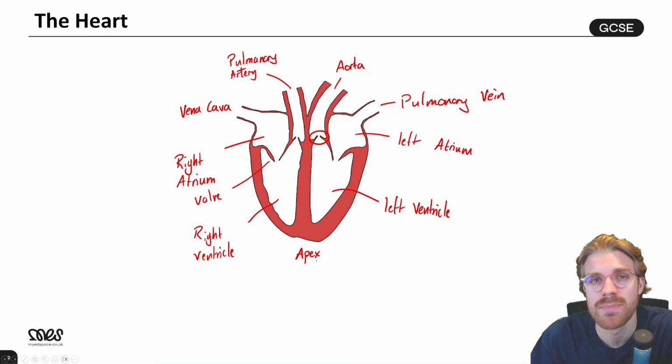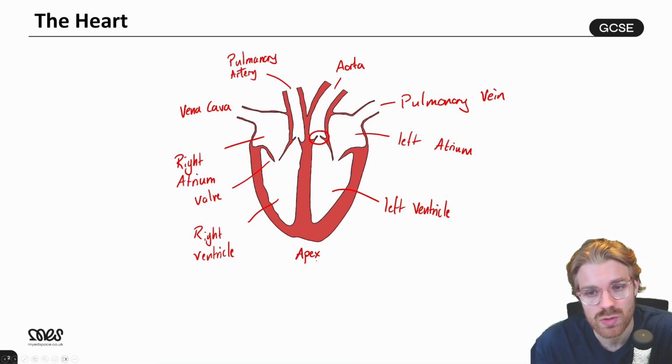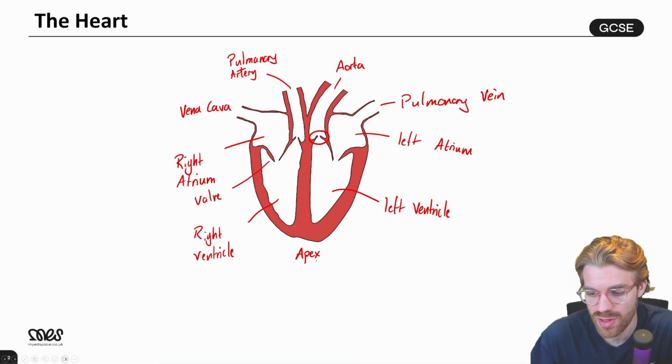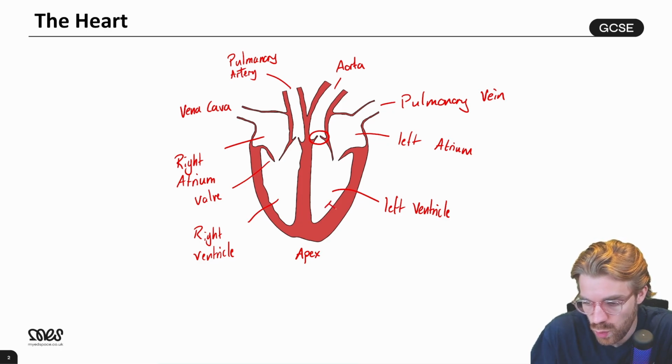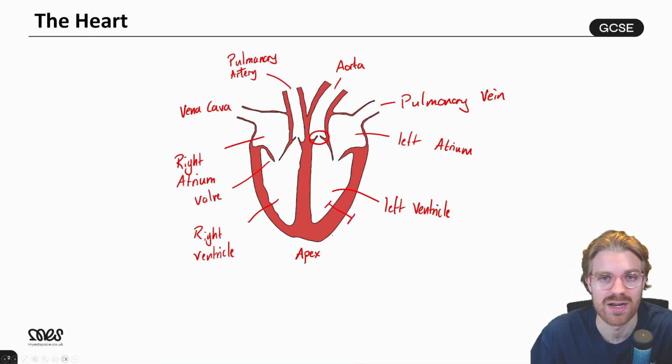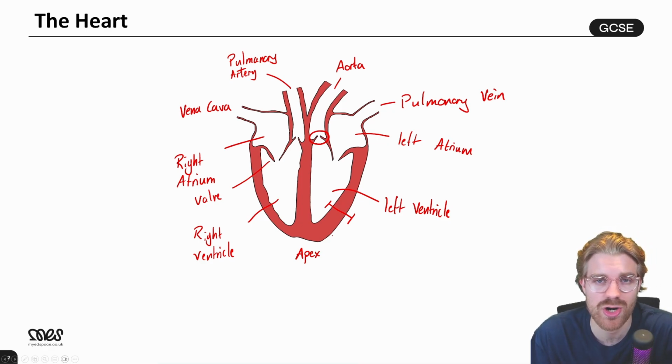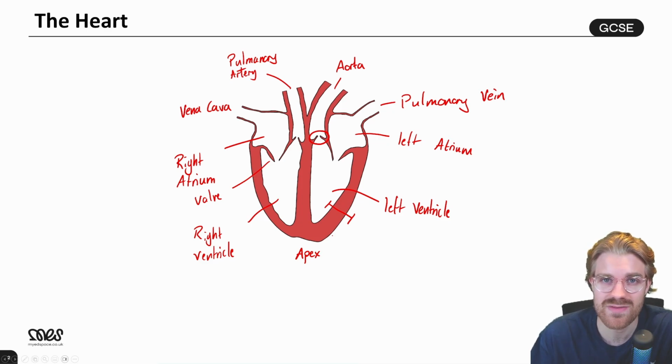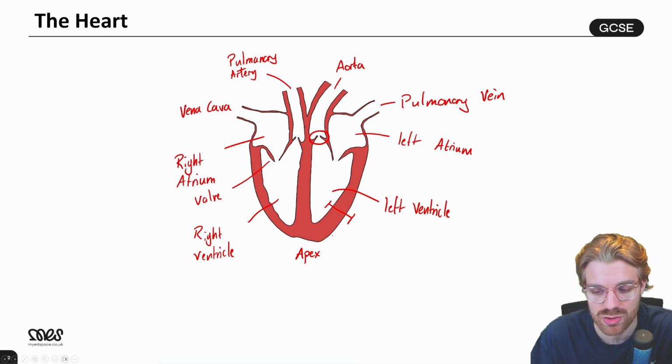Now, the heart is muscle tissue. And we can see that the thickness of the left ventricle wall is greater than the right ventricle. And that is because the left ventricle is going to contract with more force in order to achieve a higher pressure. And that higher pressure is necessary because the blood is being pumped all of the way around the body. So it has to be pumped further than the right ventricle, which is just pumping the blood to the lungs. It doesn't have to go as far.